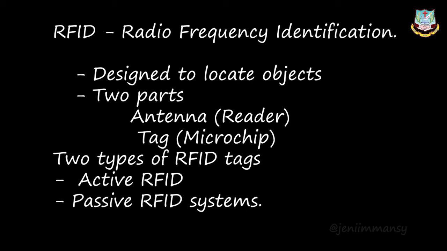RFID uses radio waves to read and capture the information stored on a tag attached to the object. When there is an object, it will have an RFID tag. When you read it, you need not go near it. You can be some feet away and it can read the tag and the details of that object. RFID will have two parts: one is a tag and the other side is a reader.